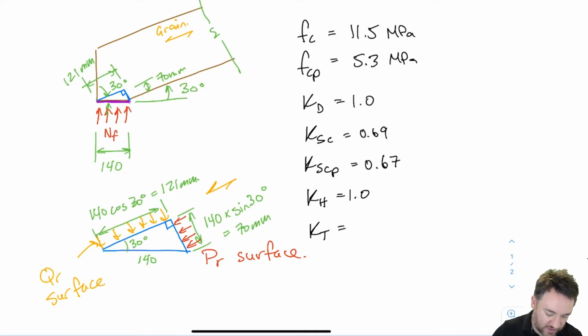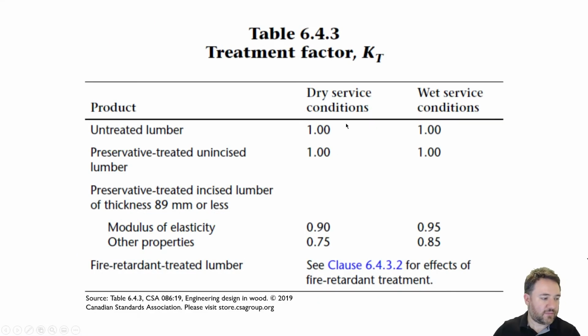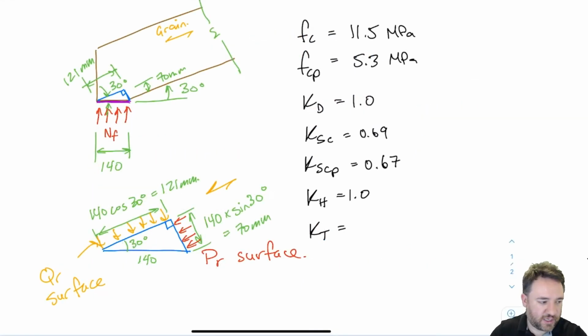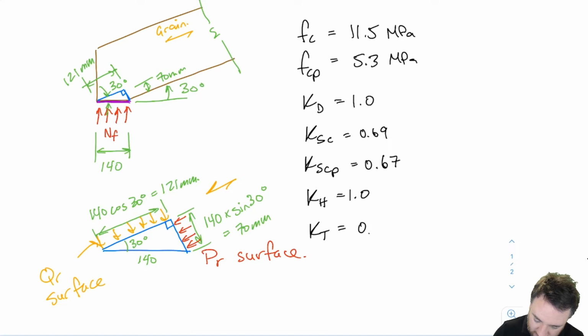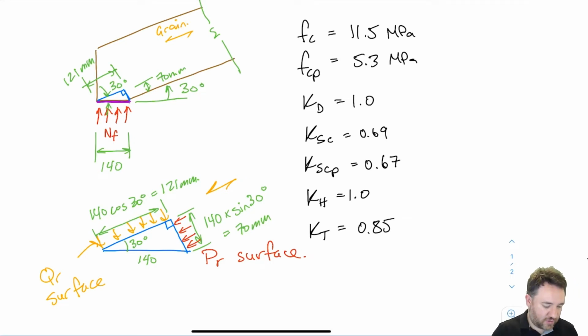And then KH we had 1, and now we need to go to our KT table to figure out KT. So we have wet service condition. We talked about preservative treated and incised. So now we're here, of thickness 89 or less. That's true because we're 38. Modulus of elasticity is 0.95. We are looking for strength properties. That falls under other properties here. It's going to be 0.85. So our treatment factor is 0.85.